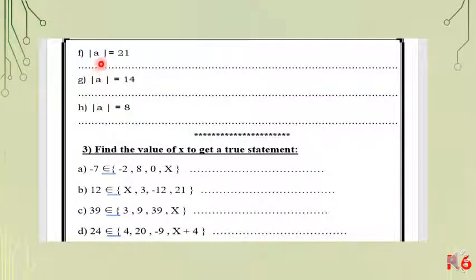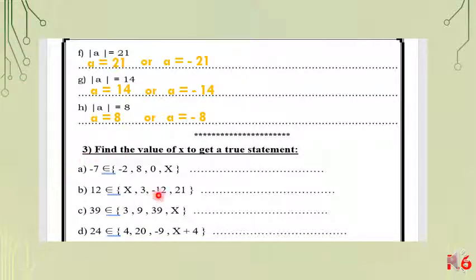Page 6, letter F, absolute value of A equals 21. So this A can be 21 or it can be what? Negative 21. Letter G, absolute value of A equals 14. So this A can be 14 or it can be negative 14. Letter H, absolute value of A equals 8. So this A equals 8 or it can be equals negative 8.